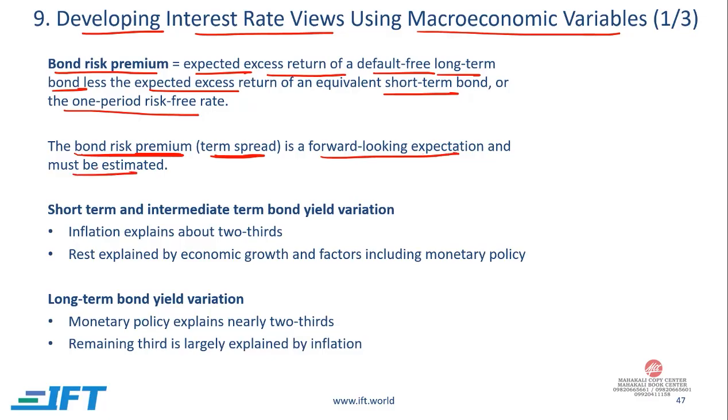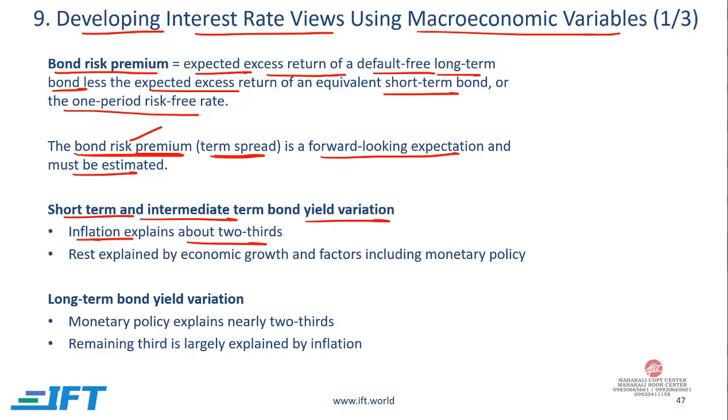And over the next few slides, we will be talking about this bond risk premium and what are the factors that influence the variability of the bond risk premium. Now let's look at the factors which influence the yield of short-term and intermediate-term bonds. One major factor is inflation. Inflation explains about 2/3 of the short-term and intermediate-term bond yield variation.